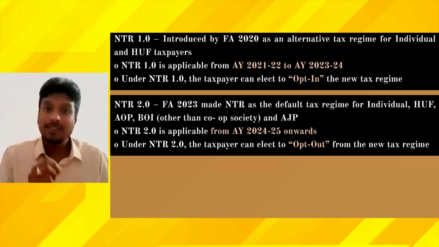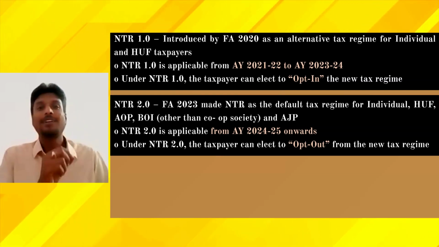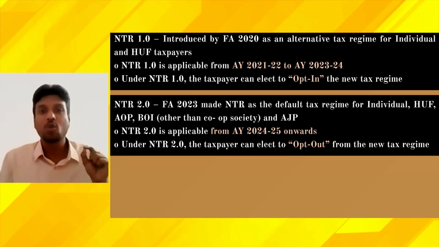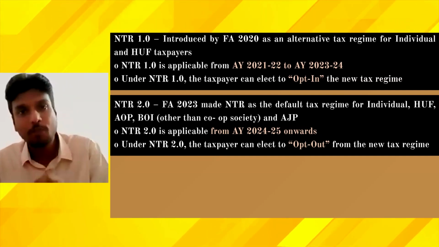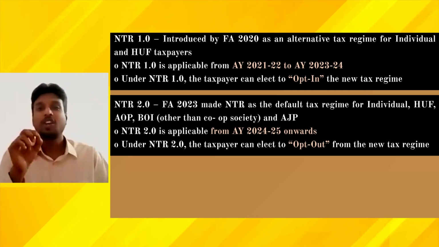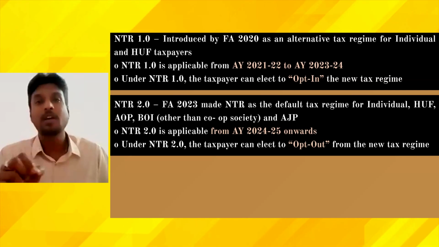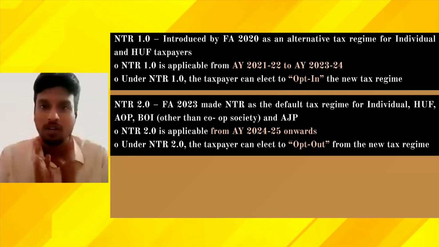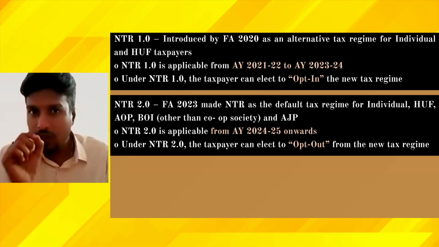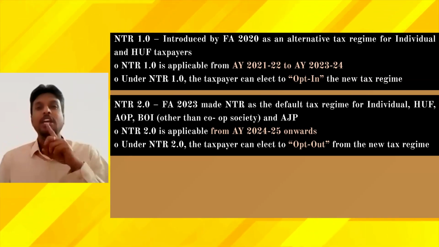Thereby, new tax regime 1.0 ends with assessment year 23-24. It is no longer going to be applicable in assessment year 24-25, because new tax regime 2.0 is applicable from assessment year 24-25. Now look at the changes.